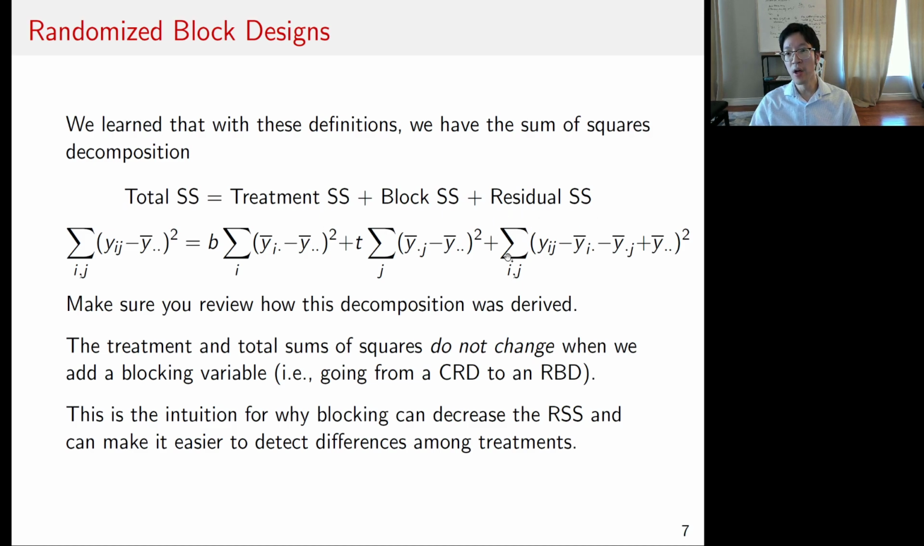Okay, and so therefore, if you have a good blocking variable, then the block sum of squares is large, and so that means you're leaving much less variability in the residual sum of squares, and therefore a much smaller residual mean square. Therefore sigma squared hat can potentially be much smaller when you have a good blocking variable. That can increase the significance of your F statistic, which makes it easier in turn to detect differences among treatments.